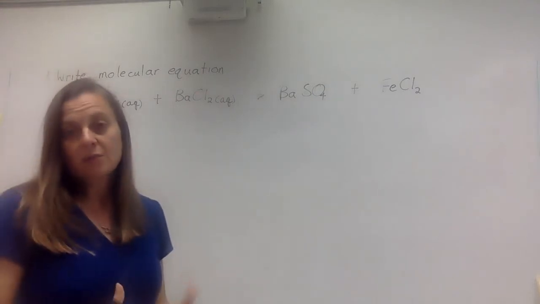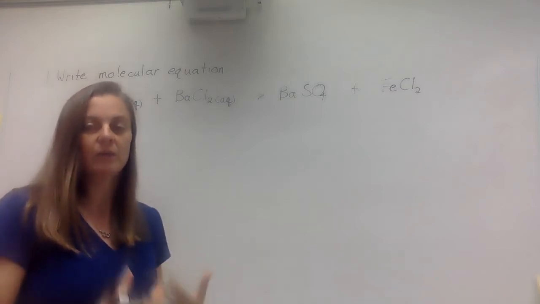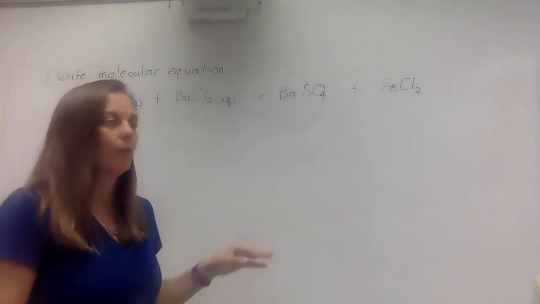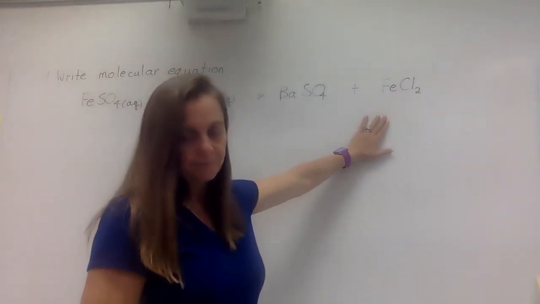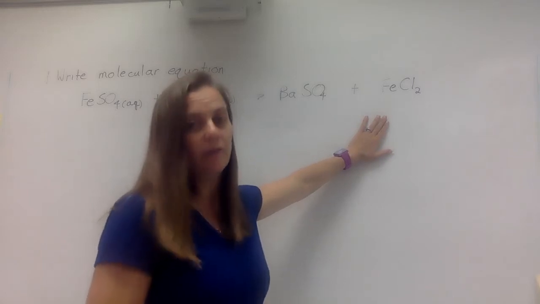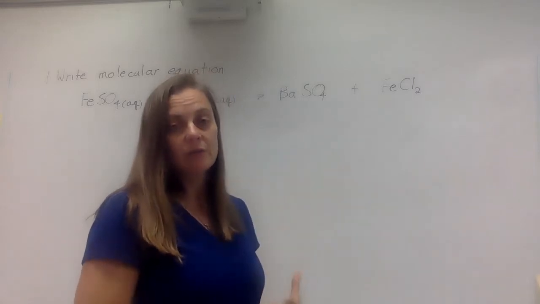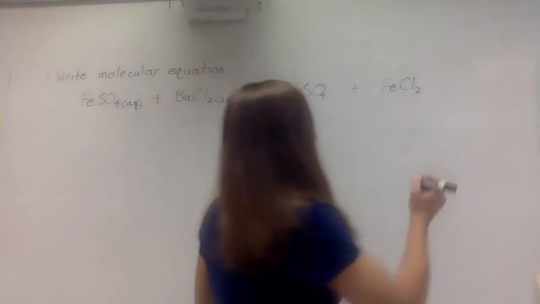Now, when it comes to determining the states, which is important when we write a net ionic equation, we need to know what state things are in. We need to know if either of these is insoluble. So we learned all of the solubility rules, but the beauty of AP chemistry is that we have some shortcuts, okay? And our shortcut we're going to call the SNAP rule.